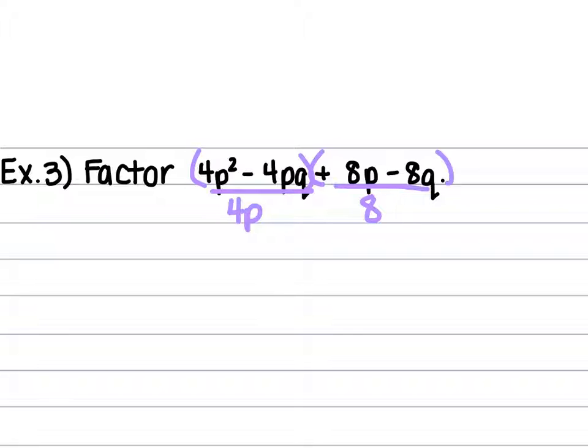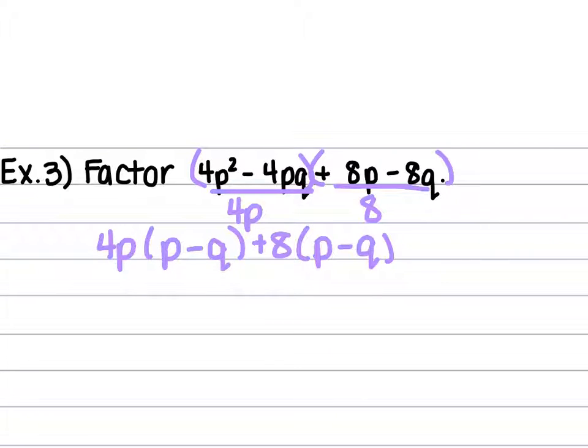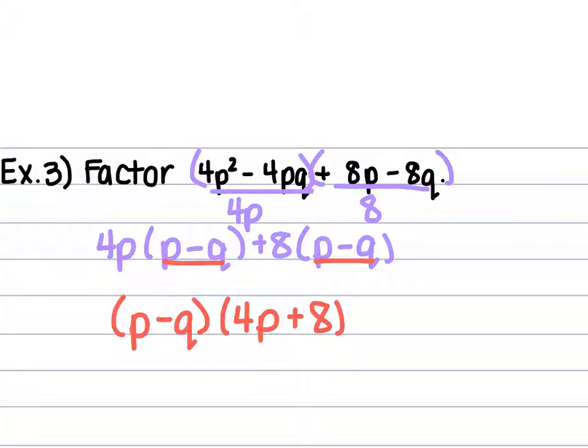So this is going to leave us with 4p times what's left over, p minus q, and then a positive 8 factored out of the second set, and that's going to leave us with a p minus q. From here, our two sets of parentheses are the same. So we have p minus q as 1, and then 4p plus 8 as another.